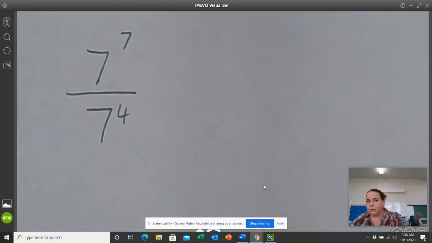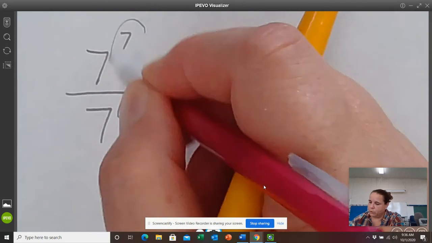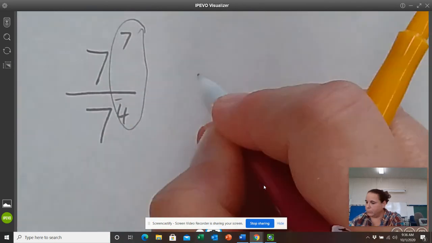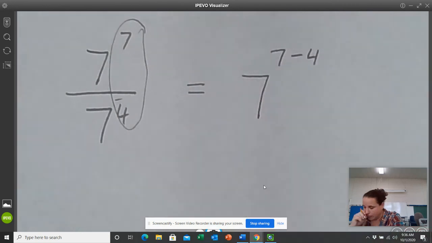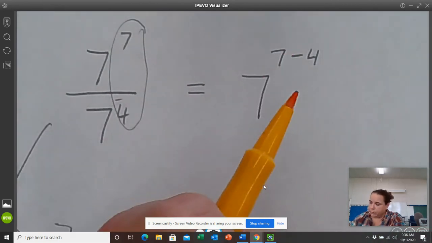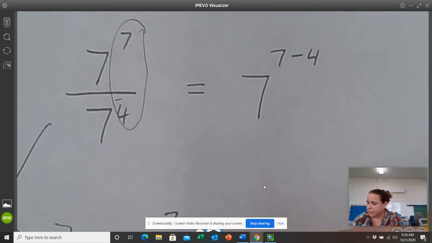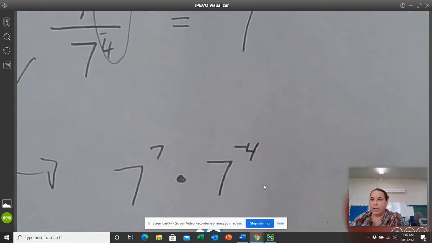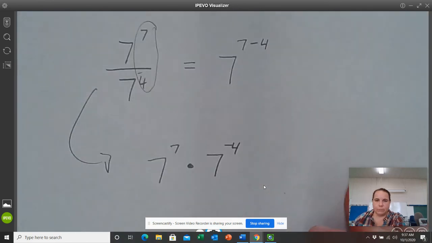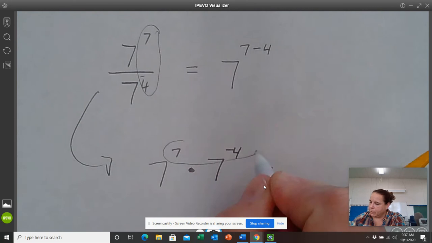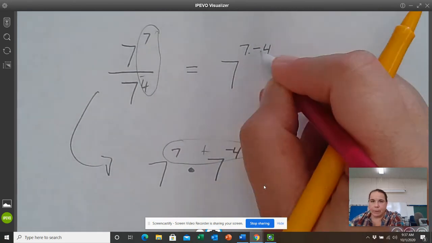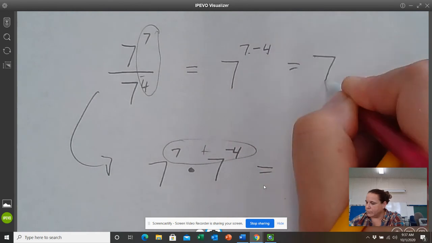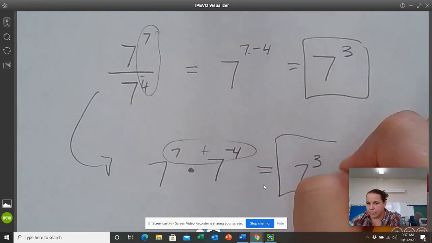Now, you don't do both of these. You can choose which way you want to go. So you can choose to go ahead and subtract, and say that this is 7 to the 7th minus 4. Or you could have thought to yourself, hey, that's the same as 7 to the 7th times 7 to the negative 4. You'll end up in the same place. So 7 plus a negative 4 is 7 to the 3rd. 7 minus 4 is still going to be 7 to the 3rd. Either way, it's the same answer.